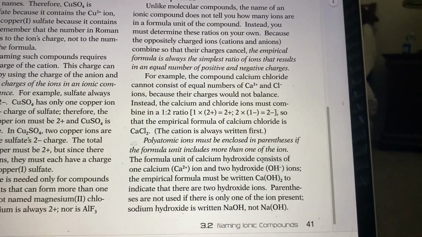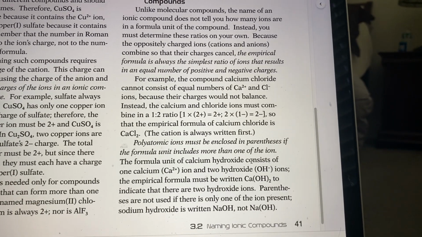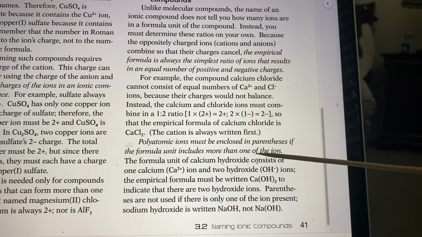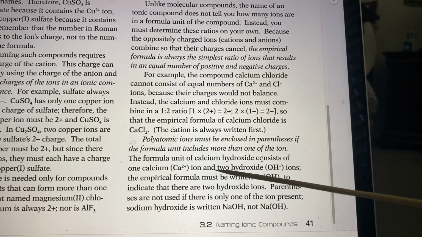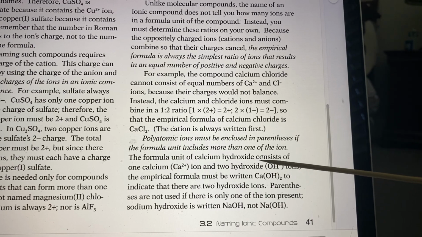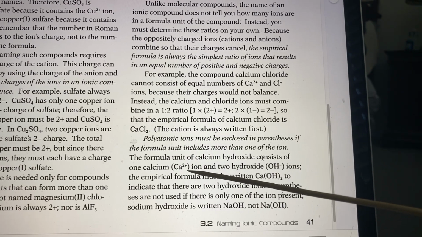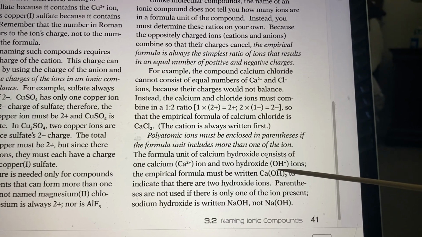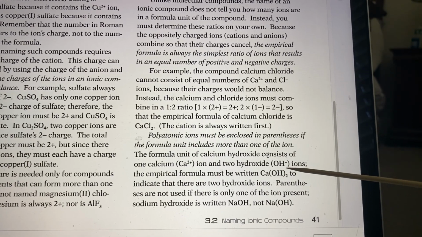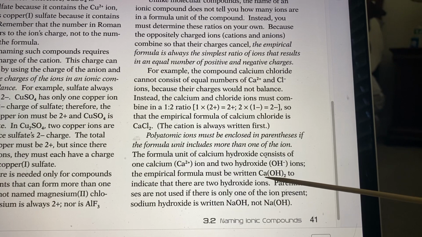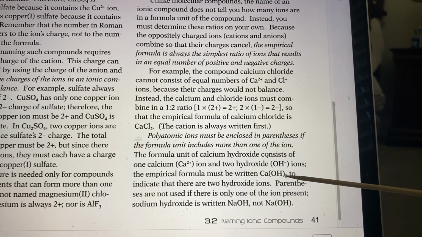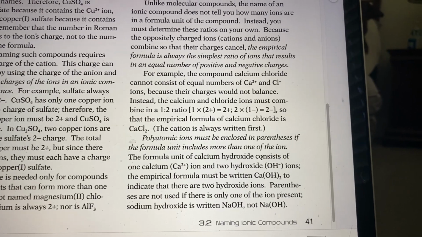Going on, it says polyatomic ions must be enclosed in parentheses if the formula unit includes more than one. You have to keep it in parentheses. So the formula of calcium hydroxide consists of calcium, which is 2 positive, and 2 hydroxide, which is OH. We're going to have to put the OH in parentheses. So you write the empirical formula as calcium, and you need 2 of these, right? So you put OH in parentheses and put a 2 by it. Not so hard.